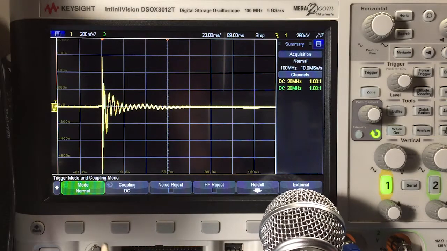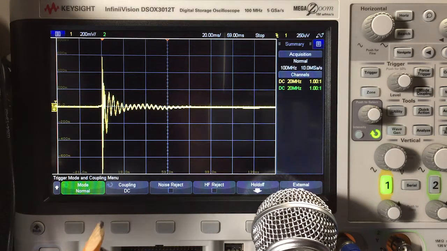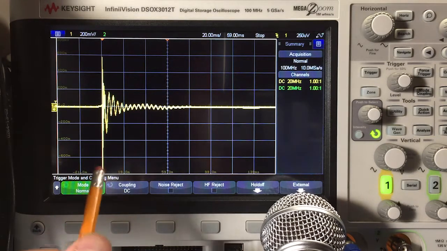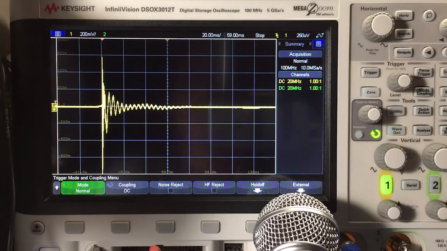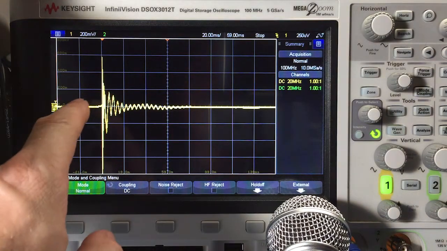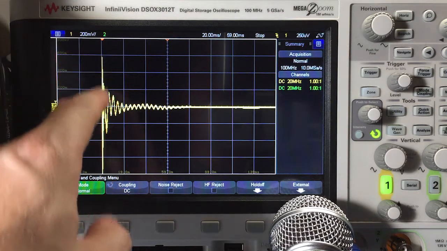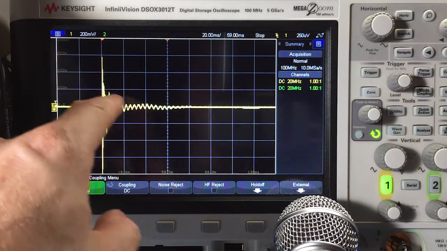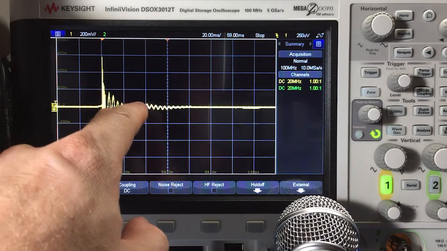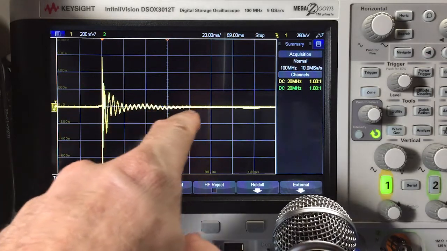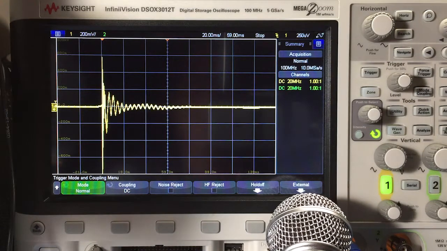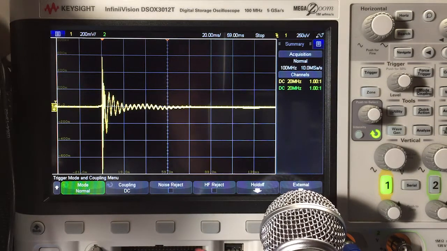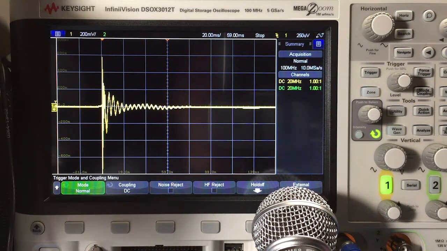Oftentimes, transient signals have an exponentially decaying sinusoid, something kind of like a ring. You can imagine, if you crash a cymbal, it's going to ring down for a while, where the initial hammer strike would be this large amplitude part. And then you could see these sinusoids that look like they're being multiplied by a decaying exponential that eventually goes away. This is a damped sinusoid. You probably saw this in circuits class, so this is common.